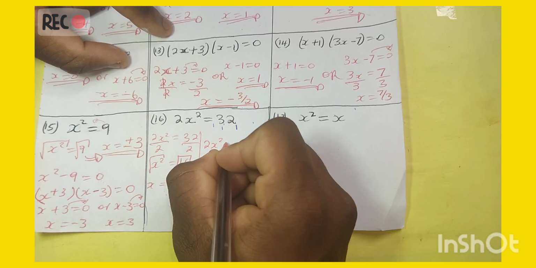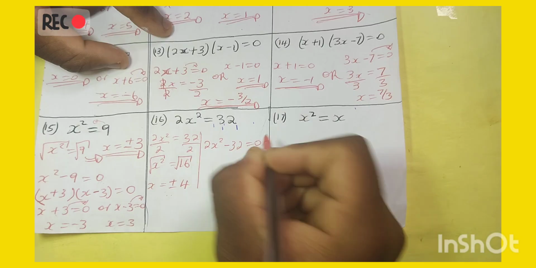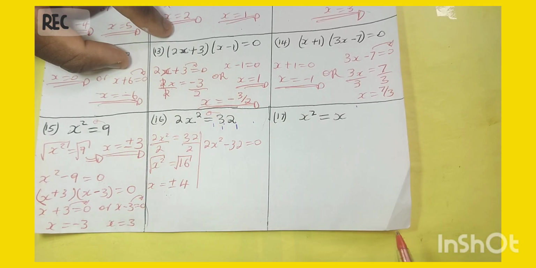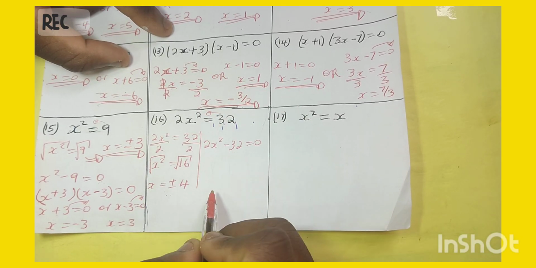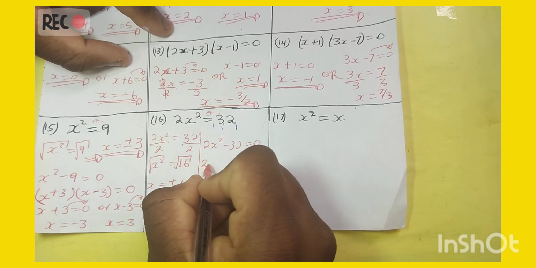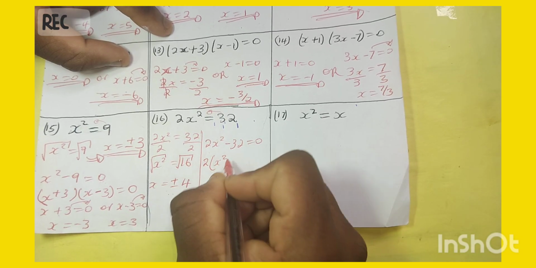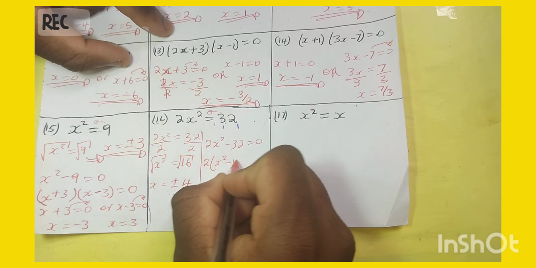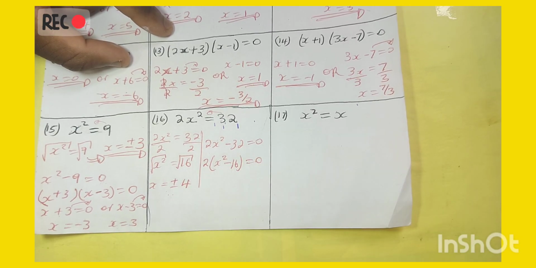Sometimes it's better for you to factorize. Take that thing to the other side, so that it will be negative. So here you've got a common factor, which is 2. 2 divided, it will be this. This divided, it will be 16. Do you see?